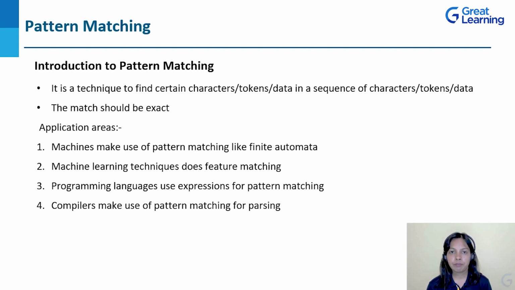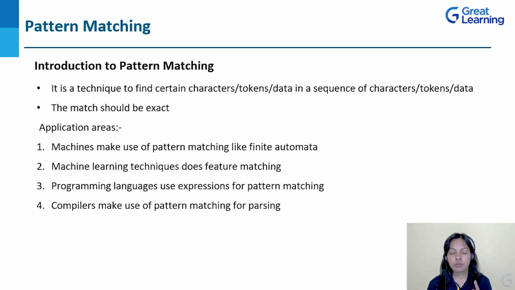If a pattern is given and you have to match that pattern with the given string of characters, tokens, or data, then the match should be exact. Or if there is a given sequence of characters, tokens, and data, and you have to analyze the given string and find out a pattern, that is a different thing. That is your analysis of characters and tokens in the given string to find out how the pattern is followed in it. But if a pattern is given to you and you have to find its occurrence in the given set of characters, tokens, and data, then it is called pattern matching. And there the match should be exact.